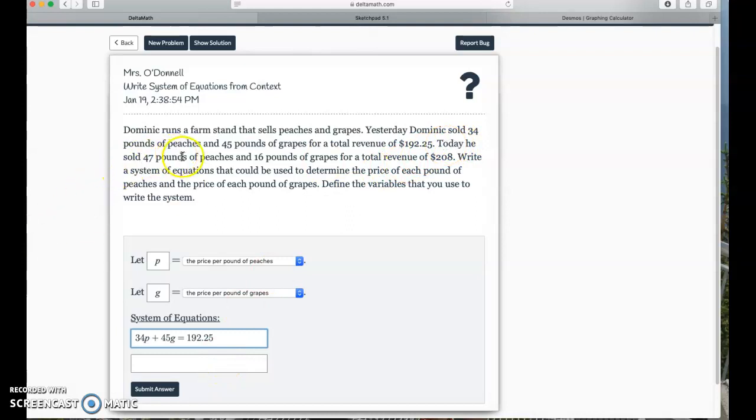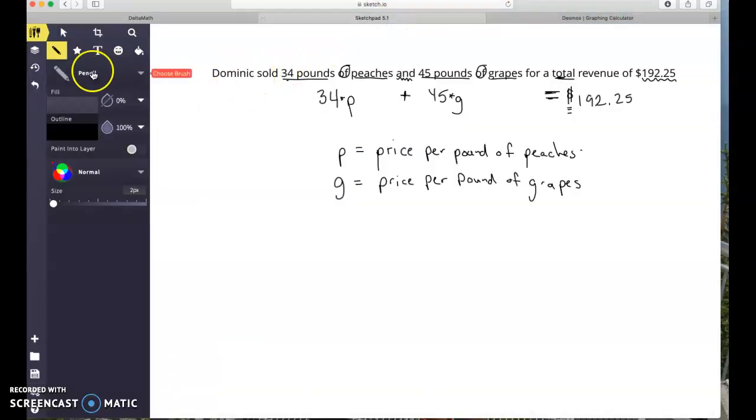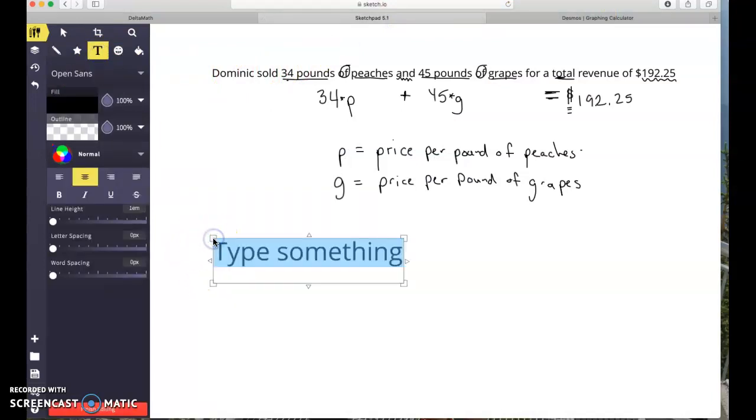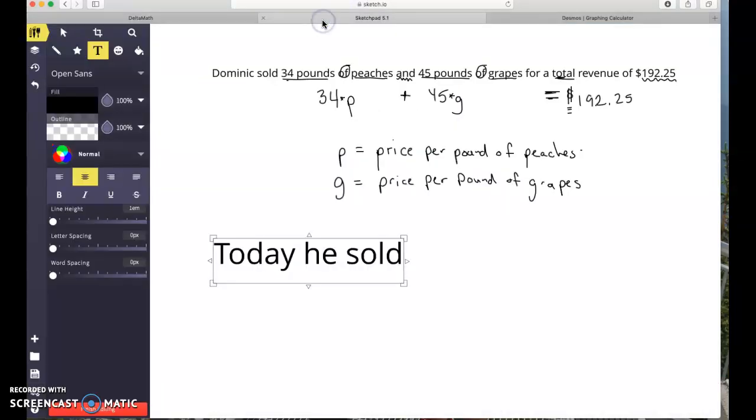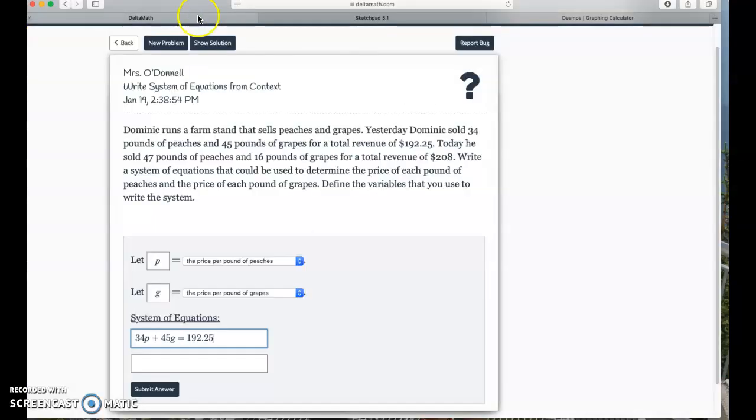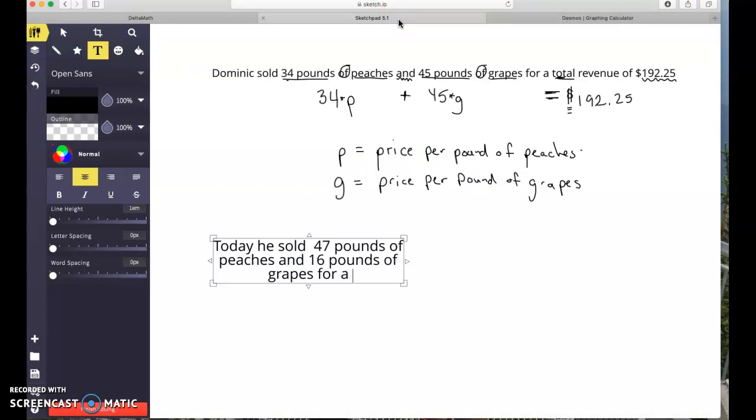Today, he sold 47 pounds of peaches and 16 pounds of grapes for a total revenue of $208. All right, so let's hop over here. We're going to do the same thing. Today he sold 47 pounds of peaches and I think it was 16, but we'll double check that, pounds of grapes for a total revenue of $208.